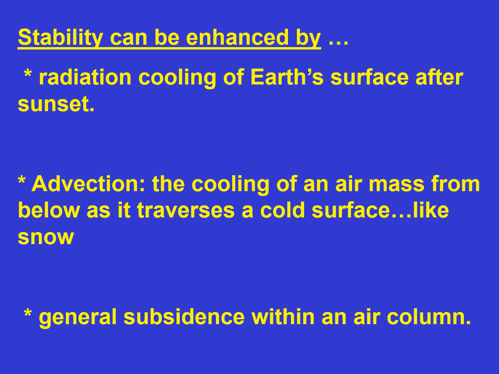Okay, so what can enhance stability? Radiation cooling at Earth's surface after sunset can enhance stability. Advection, the cooling of an air mass from below as it moves across a cold surface like a snow-covered field. And then just general subsidence or sinking within an air column. These things can enhance stability.